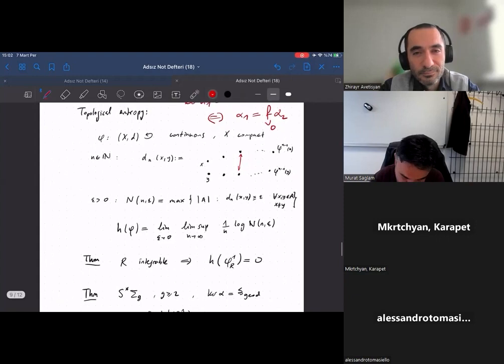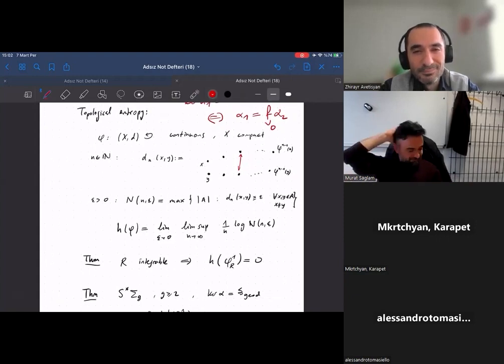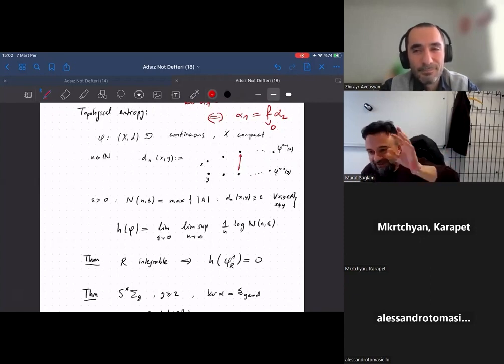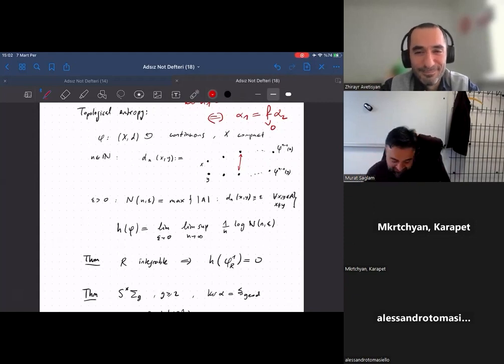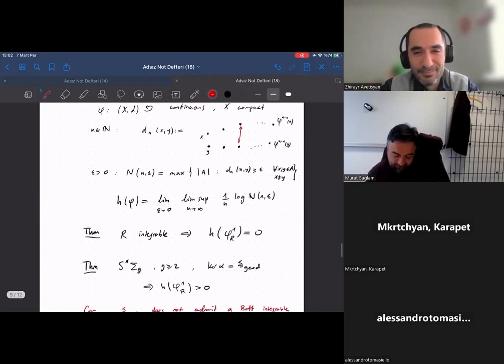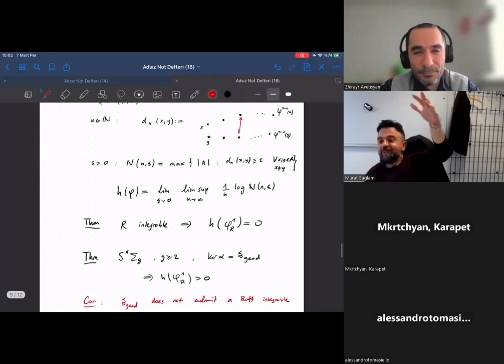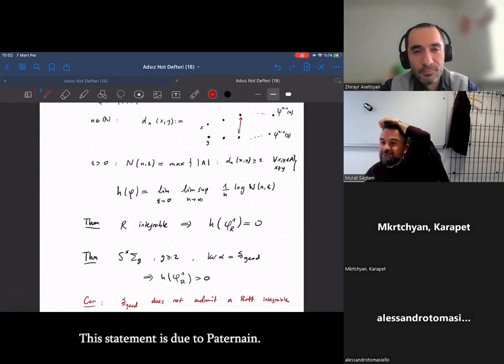So this is something that I kind of want to discuss, but I will just say it. Given a flow, you can associate a quantity to this flow, which is called the topological entropy of the flow. It basically measures how complicated the flow is. Let me just say this. And then the theorem is the following. If you have an integrable Reeb flow, then the entropy of this flow has to be 0.